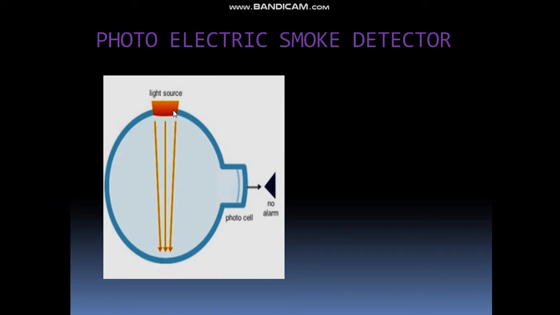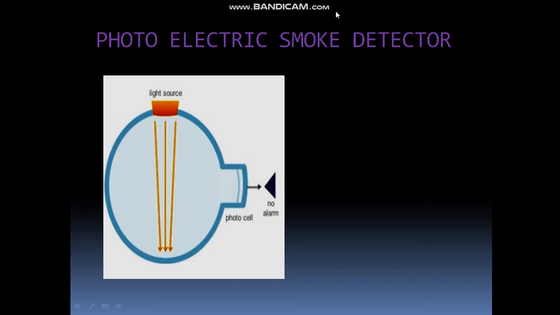Here we use an LED source. From the LED source the light is coming, and once again we use a photocell, which converts the light radiation into electrical energy. That electric signal is sent into the alarm. So come again. This is the light source. Here we are using an LED, light emitting diode.